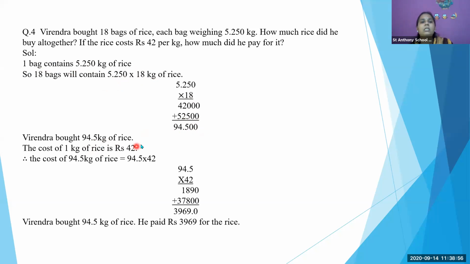Now the cost of 1 kg of rice is 42. So if I multiply this 94.5 kg of rice by 42, I will get the answer 3969. So Virendra bought 94.5 kg of rice. Okay, 18 bags of 5.250 kg means what? 94.5 kg of rice he bought altogether. And then he paid how much? If 1 kg of rice is 42 rupees, then 94.5 kg of rice into 42 is equal to 3969 for the rice. Means he paid 3969 for the rice.